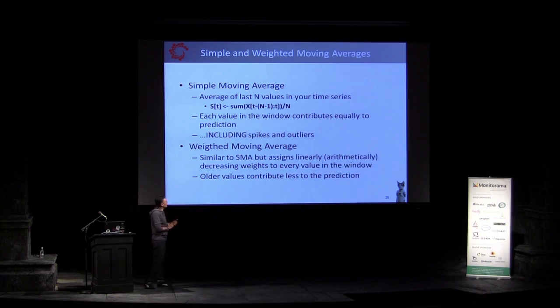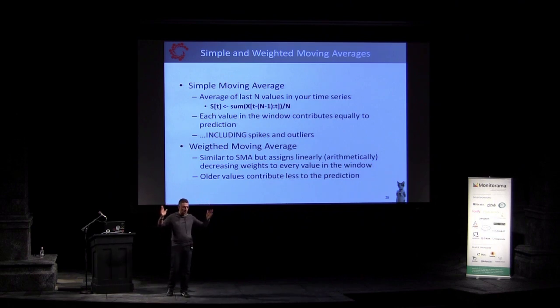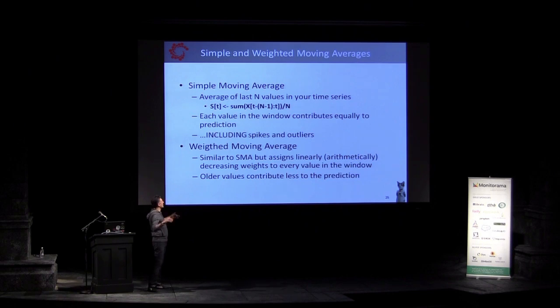So each value in the window contributes equally to that prediction. Then people said, well, wait a second, what happens if I have spikes or outliers in that particular window? That's going to skew the whole window, right? So okay, we're going to do something even better. We're going to have a weighted moving average, so that instead of each point in that window contributing equally to the average, the points that are more in the past contribute differently. So I weigh them: a little bit more weight, less weight on the ones in the past, and so on.